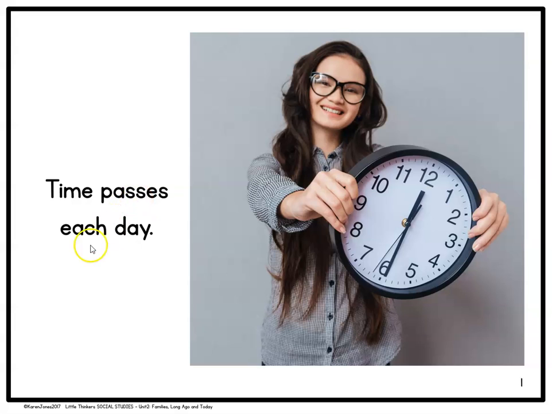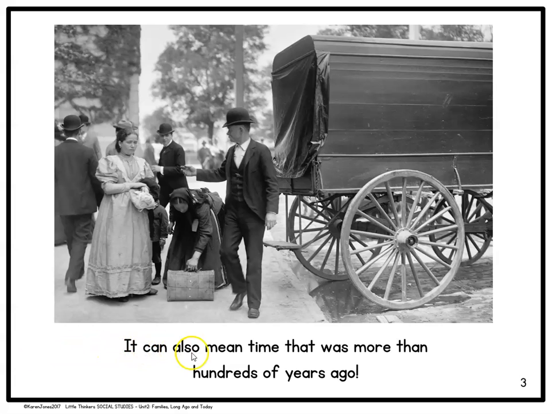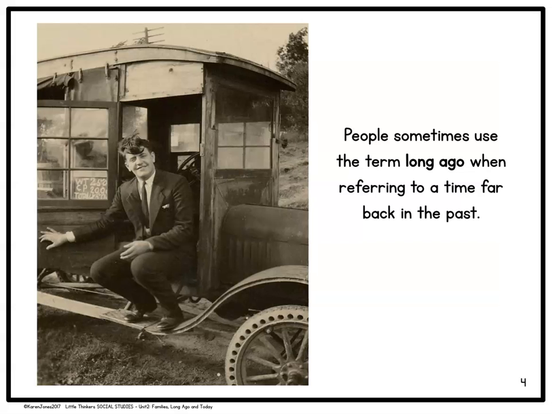Time passes each day. We call the time before today the past. The past can mean a day, week, month, or year ago. It can also mean time that was more than hundreds of years ago. Wow, that doesn't look like anything today, right? The picture is not even in color. Oh, this picture is not in color either.